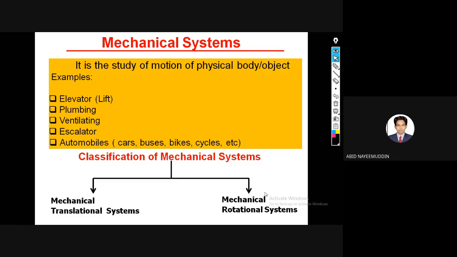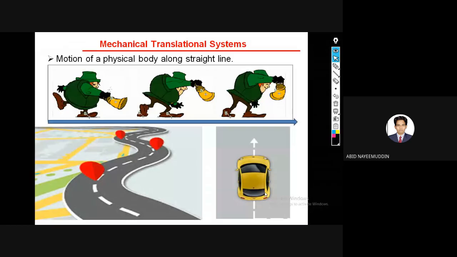Before going to problems, I will take a glance at the mechanical system I started in the previous week. So what does mechanical system mean? The motion of a physical object comes under mechanical system, and based on the motion it is classified into 2 categories, translational and rotational. What is translational motion? It is the motion of a physical object or body along a straight line. Horizontal motion comes under this category.